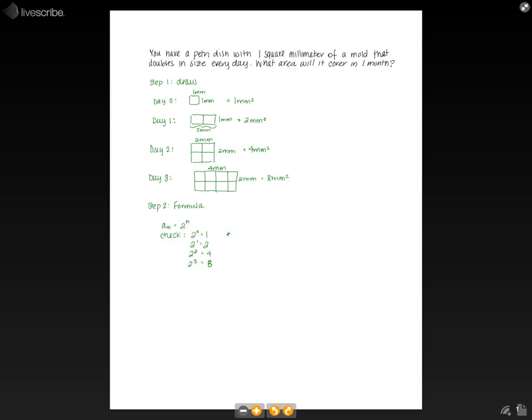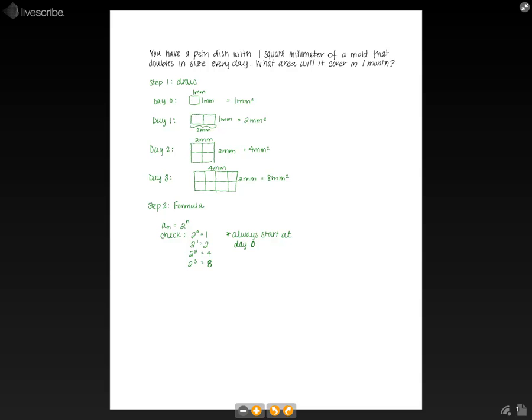And also, just something to note, always start at day 0. If we had started in day 1, we wouldn't have been able to come up with the same formula.